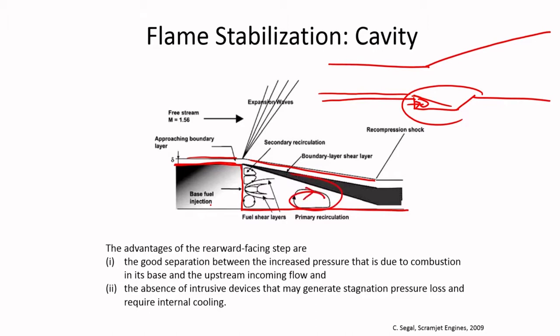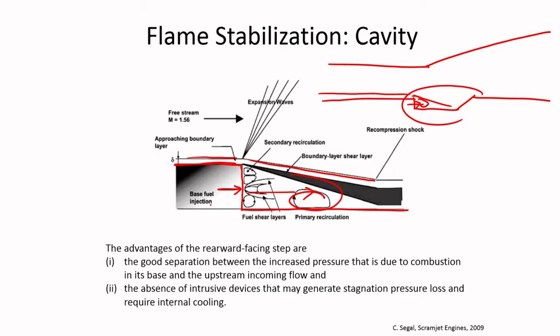Now in this recirculating flow, because the flow residence times are very high, you can inject a fuel. This fuel can mix with this recirculating flow, and this can lead to combustion. We can have a reasonably steady flame inside this cavity. So this is one of the strategies that are being adopted inside a scramjet combustor.